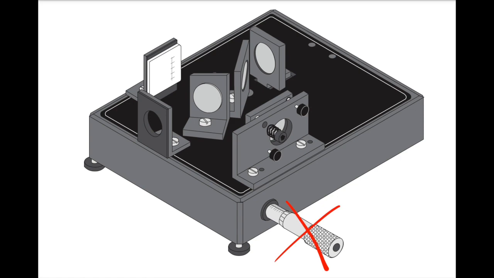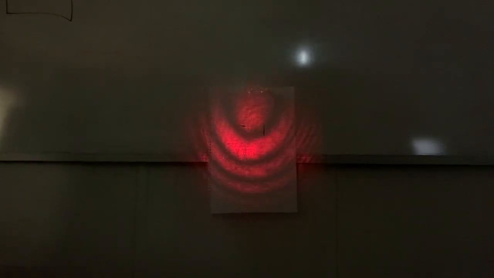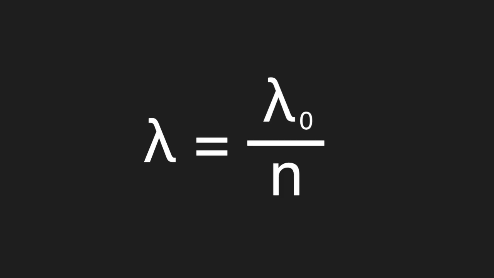We don't move the mirror in this experiment. The optical path length is actually dependent on the refractive index, and the flickering fringes are counted as the chamber has the air gently pumped out of it. Lambda, the wavelength of the laser, equals lambda naught, the wavelength of the light in a vacuum, divided by the refractive index of air in this instance.